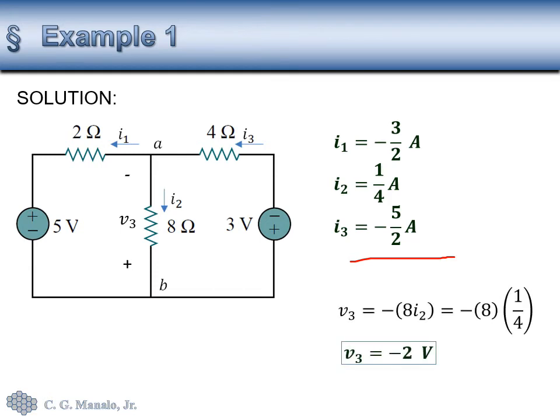Now, in solving V sub 3, notice that the polarity of the voltage across 8 ohms based on the direction of I2 is that this is positive, this is negative. And since we're looking for V sub 3 with the opposite polarity where this is positive here and this is negative, we need to put a negative sign here before we solve for 8I2, which is the voltage across the 8 ohms. So that will give us a negative 2 voltage.